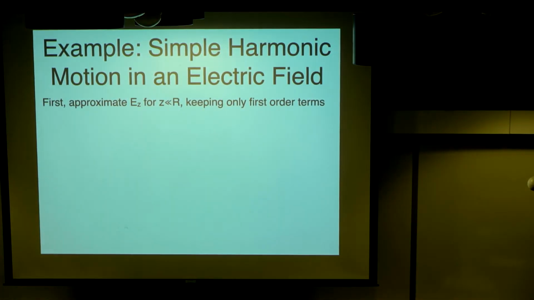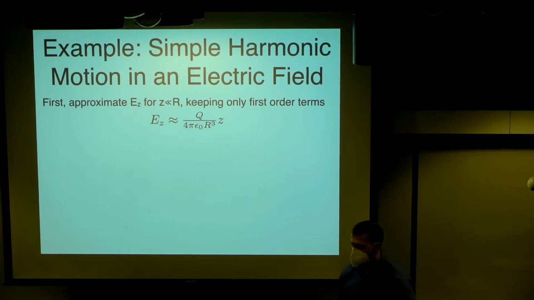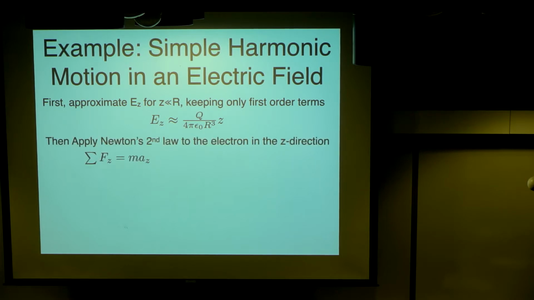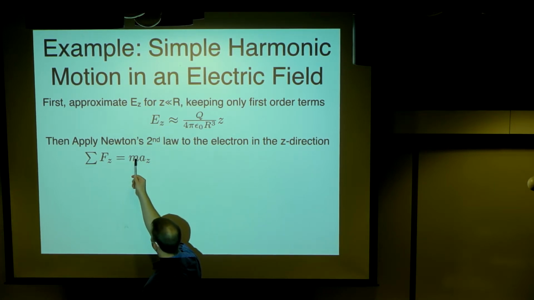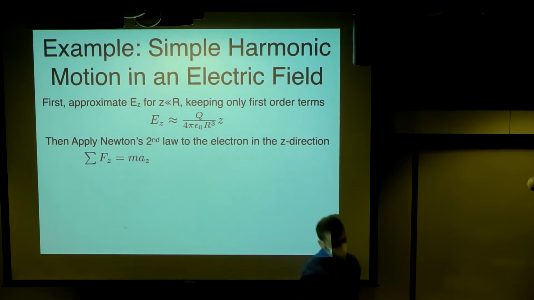All right, so going back, that's our approximation. We just worked it out. Ez is approximately equal to q divided by 4 pi epsilon naught r cubed times just z. So here's what's coming next. We're going to apply Newton's second law, that is F equals ma, to the electron, and we're going to focus on the z direction because we already have a sense that that's where the motion is happening, on the z-axis. So this says that the net force in the z direction is equal to the mass of the electron times the acceleration in the z direction.